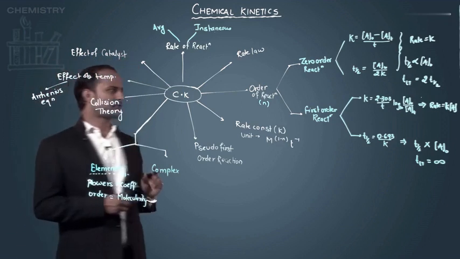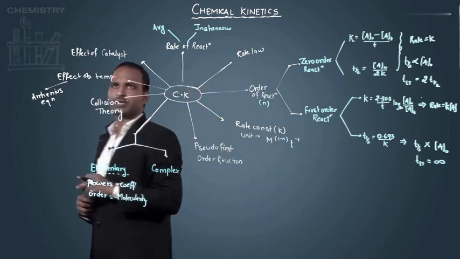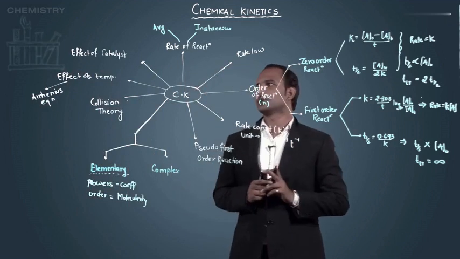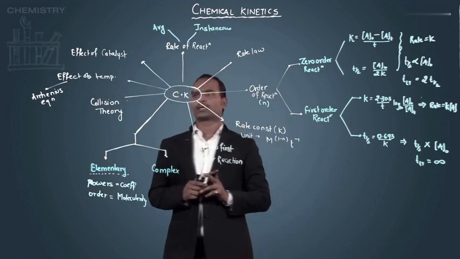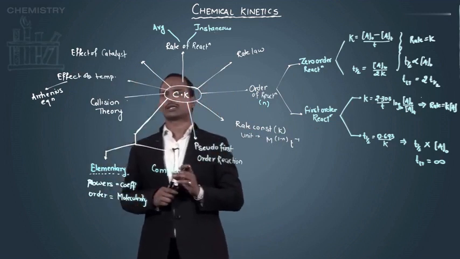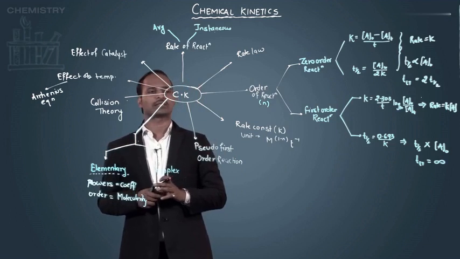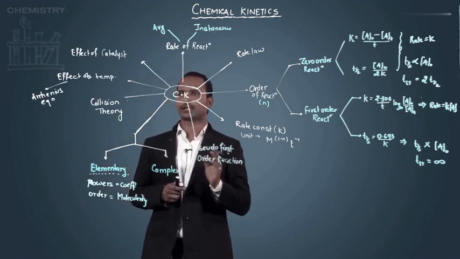We did the effect of catalyst. So we started the chapter and the chapter ends with the effect of catalyst. So these are some important points present in chemical kinetics. In the effect of catalyst, I said that the rate of reaction increases, and it increases the rate of reaction simply by decreasing the activation energy.